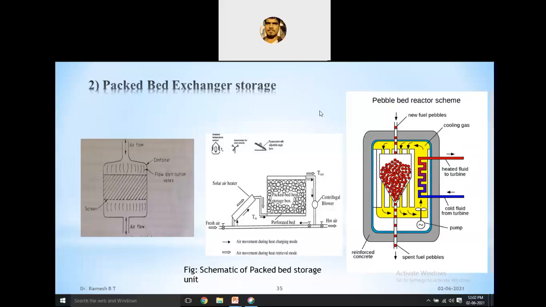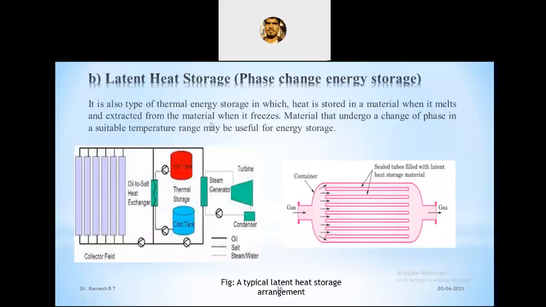Okay. So the next and last one is latent heat storage. As I told, here there is heat transfer at constant temperature. The temperature is constant, but only the phase changes. That type of system is called latent heat storage.